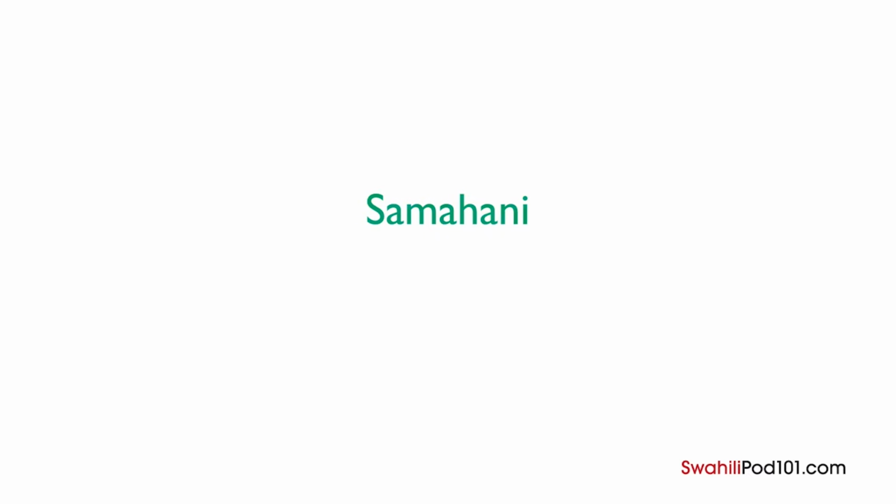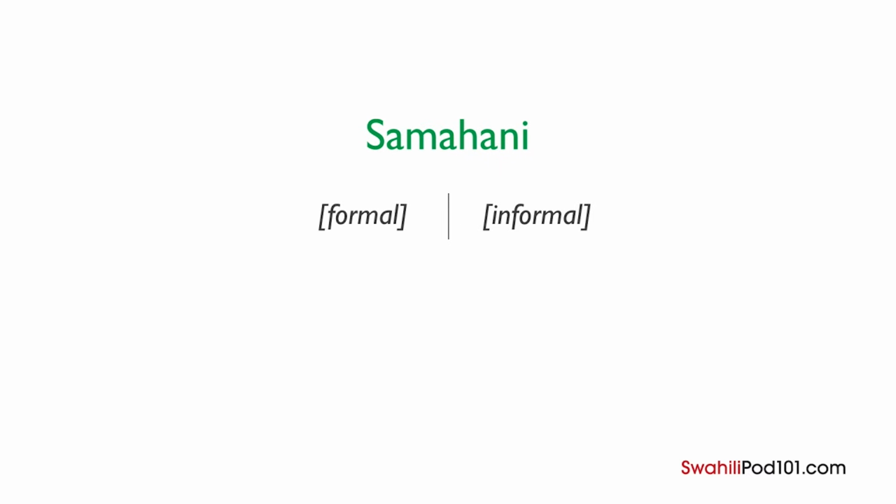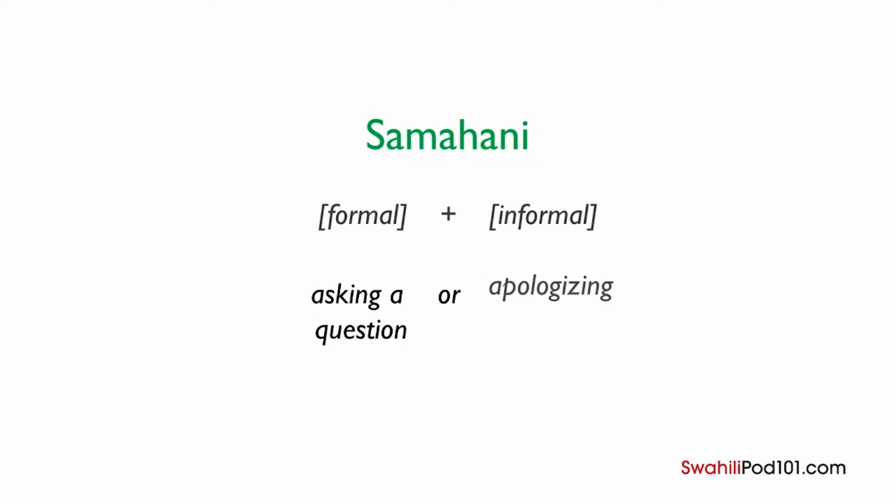Samahani. Samahani can be used in formal and informal situations. We can use samahani when asking a question or when apologizing. All of these phrases can be used for either excuse me or I am sorry. But if you really want to apologize for something, it might be better to use a different phrase.